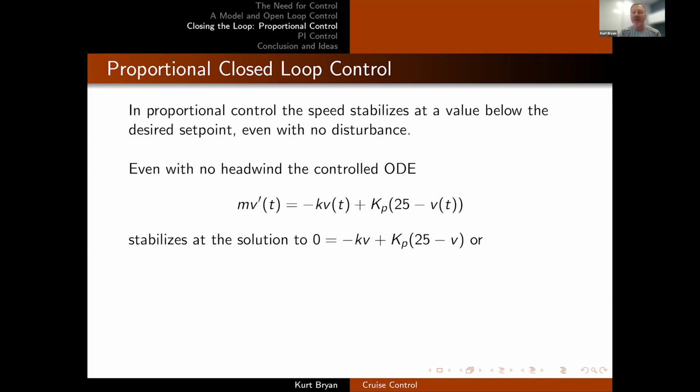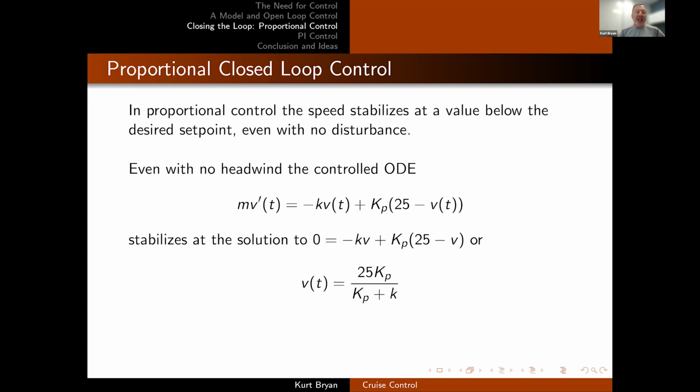It'll stabilize, so you can just do the steady state analysis and ask, what's the steady state solution? The steady state velocity is what you see there, 25 kp over kp plus k. And if you look at that, lowercase k is always a positive number. So if you examine that expression, it's always less than 25.